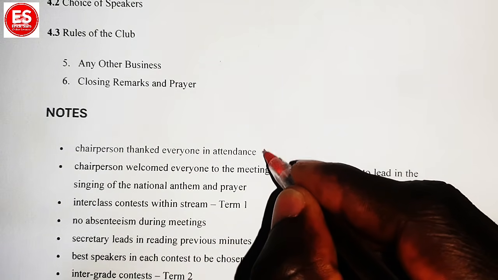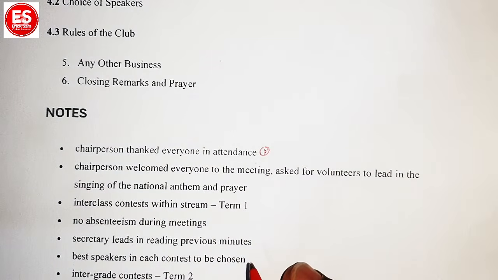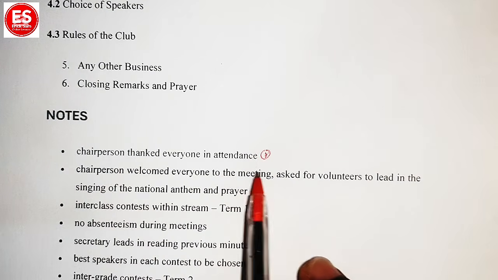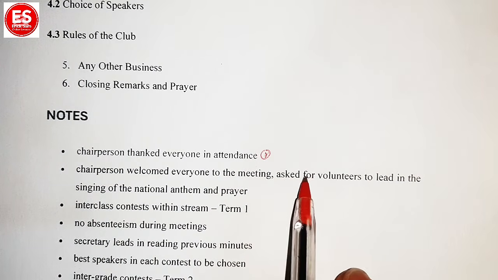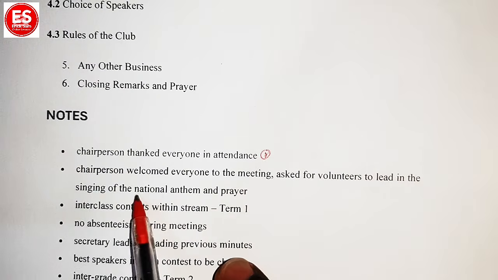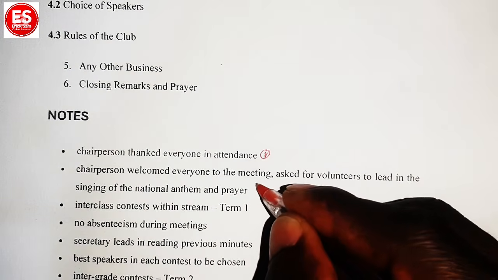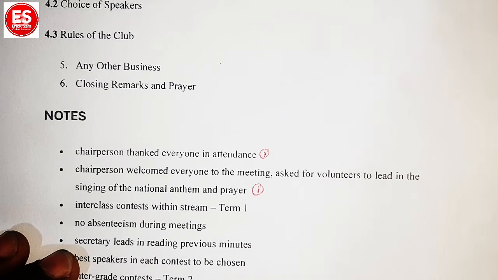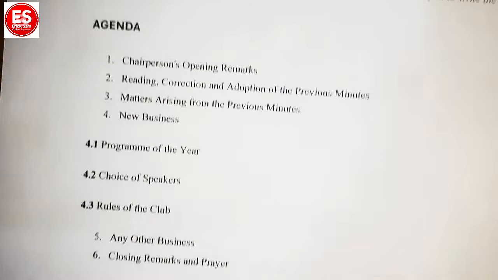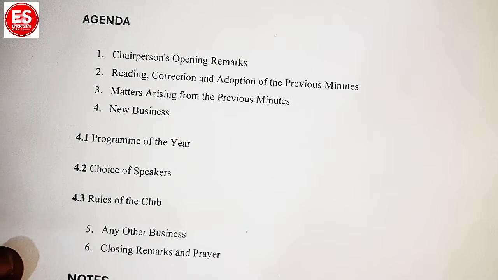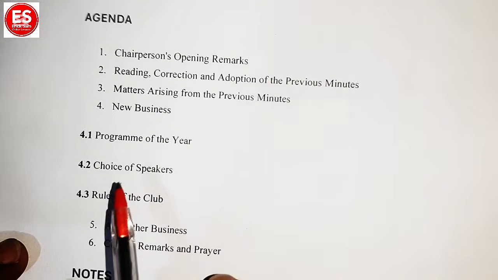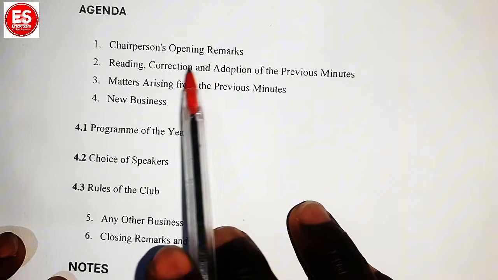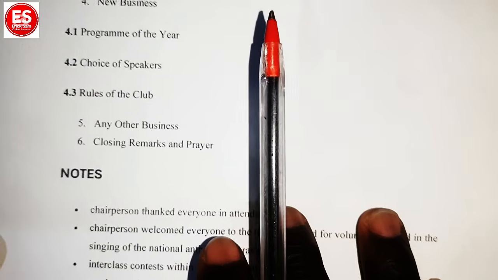This one is the first paragraph. In short, this is the first point. Then the chairperson welcomed everyone to the meeting and asked for volunteers to lead the singing of the national anthem. Also, this one belongs in one category. Now, apart from that, on the agenda here, you can see the next item that we also need to consider as we are picking these things: reading, correction and adoption of the previous meeting's minutes.